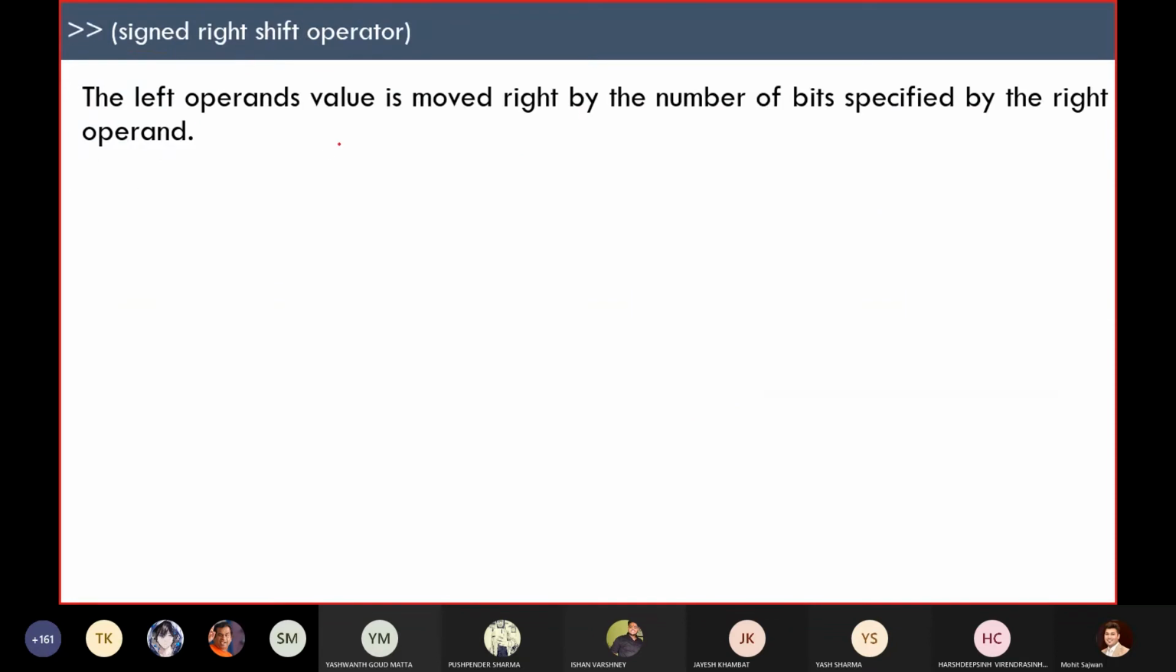Now similarly, we have other operators too, which is your signed right shift operator. Okay, this is also a very important operator. You already know the functionality of the right shift operator: the left operand value is moved by the number of bits specified by your right operand. Okay, so this is just an example. Suppose we have a number 0110, and I want to perform the right shift operator. There are two types of right shift operator, signed and unsigned. First of all, we are going to discuss the signed right shift operator.